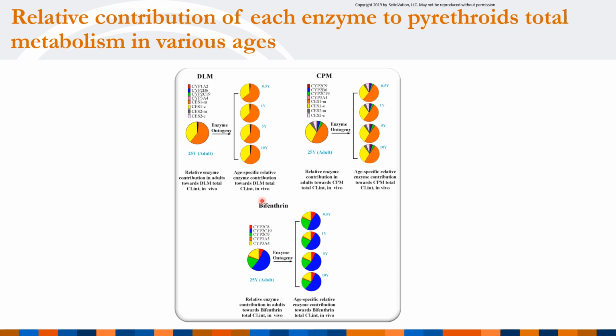Bifenthrin, here, is only metabolized by cytochromes, and the relative proportion of enzymes contributing to metabolism does not change with age. You can see here the pie is not really changing between 6 months and 25 years old. Same thing for cis-permethrin and same thing for bifenthrin. So the total intrinsic clearance also does not change with age, which is the size of the pie. You can see the pies have the same size.